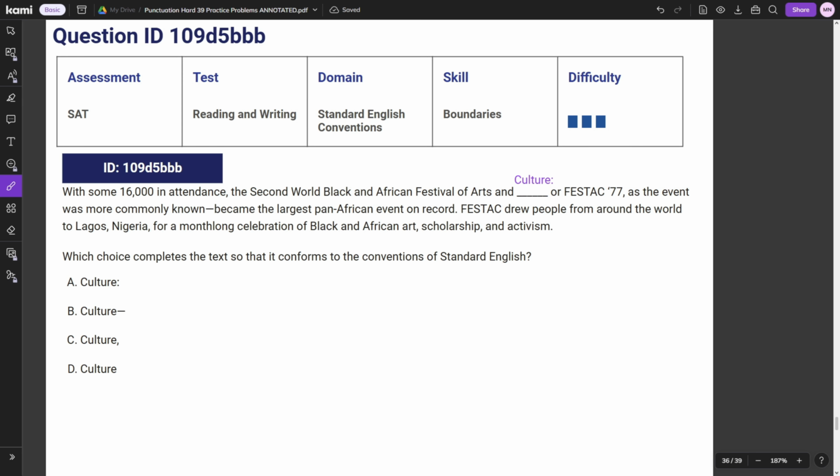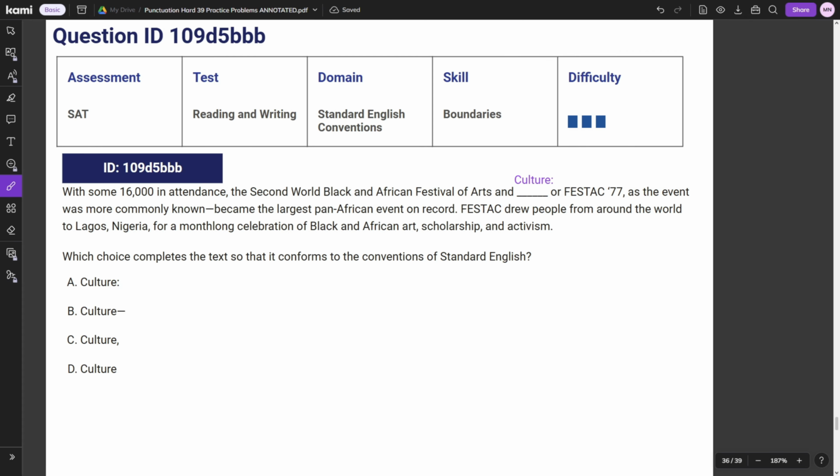Our punctuation here is a colon. And if you don't remember, this is how colons work. You always have a complete sentence before the colon, which means it needs a noun and a verb. And after it can be whatever. You can have a list, an explanation, you can have another complete sentence, it doesn't matter. All that matters is that you have that complete sentence before the colon.